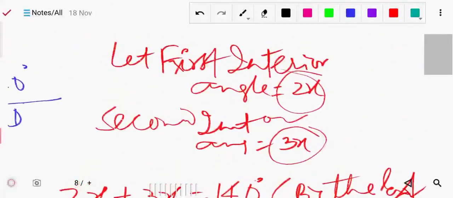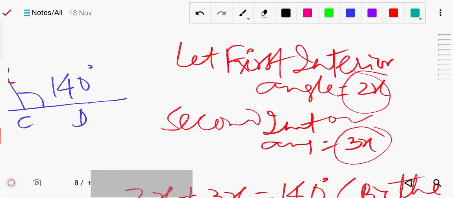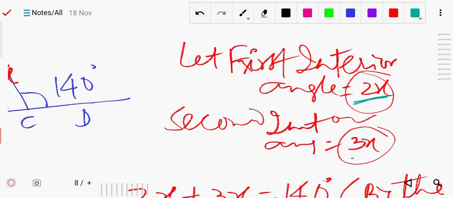Because in the question it is given in the ratio, we assume 2x and 3x. If you have confusion about how I assumed 2x and 3x, you can go through the previous chapter on ratio and proportion, and you can understand from there. Okay, now the next question.